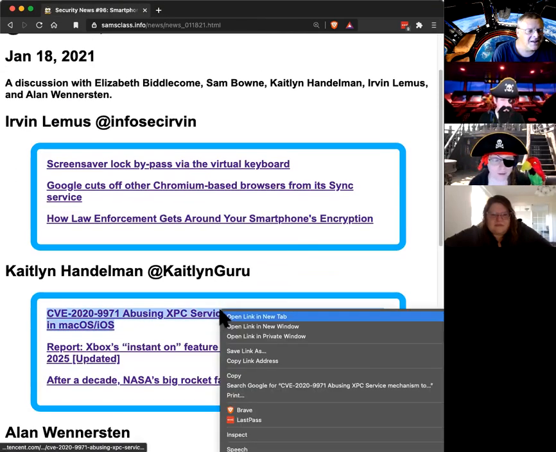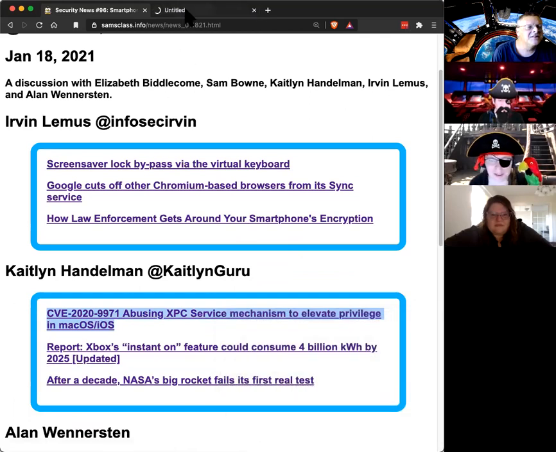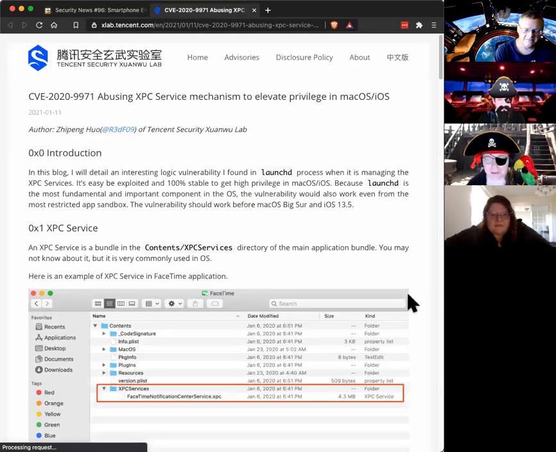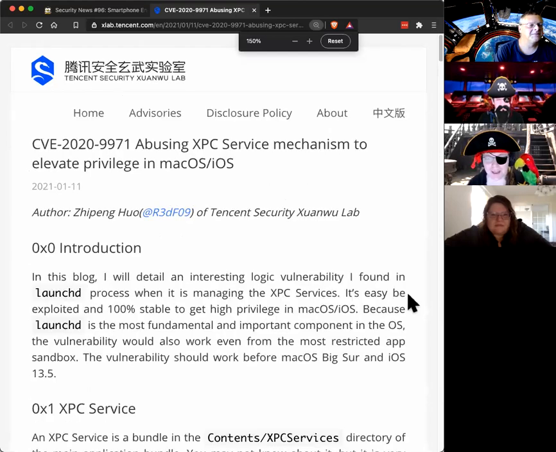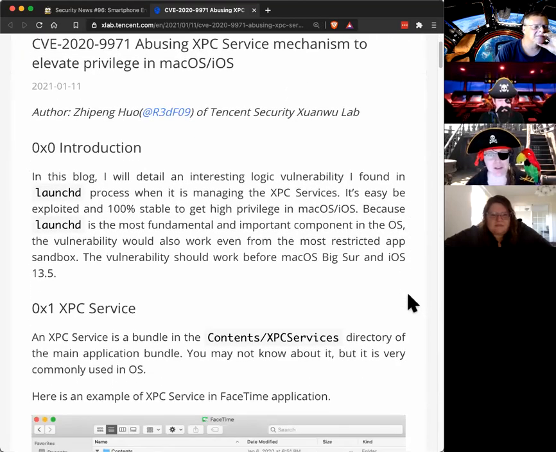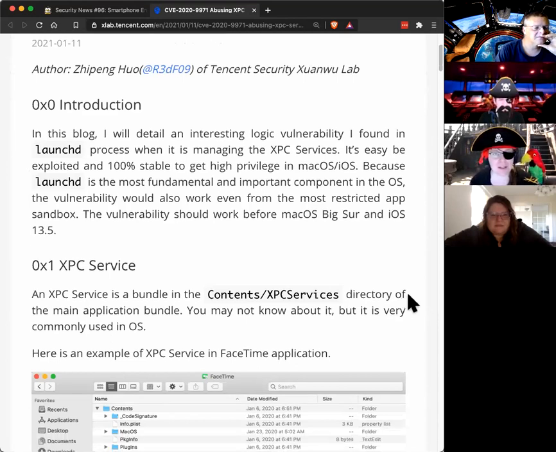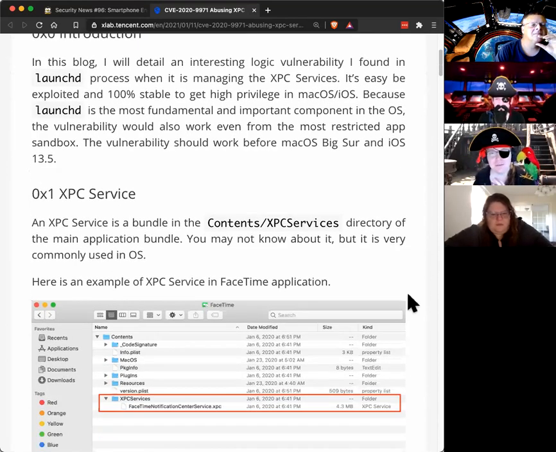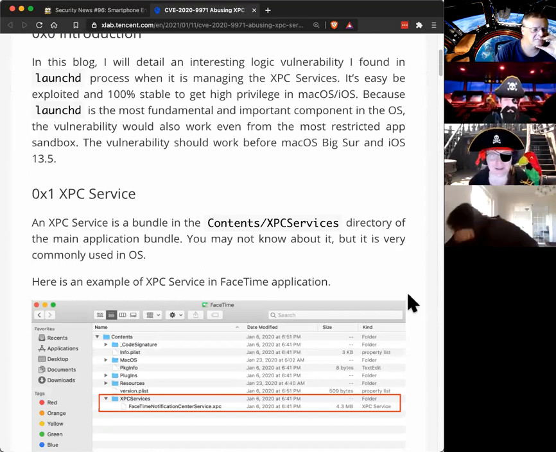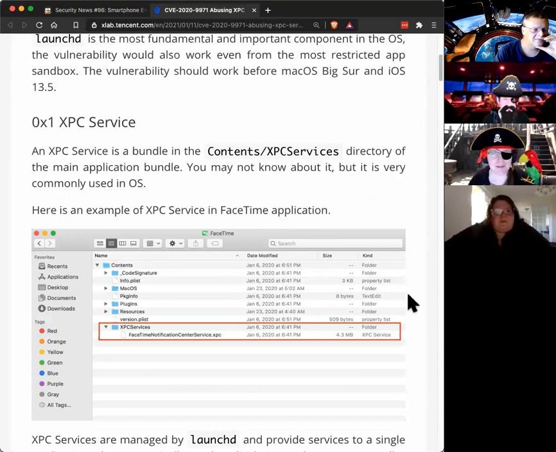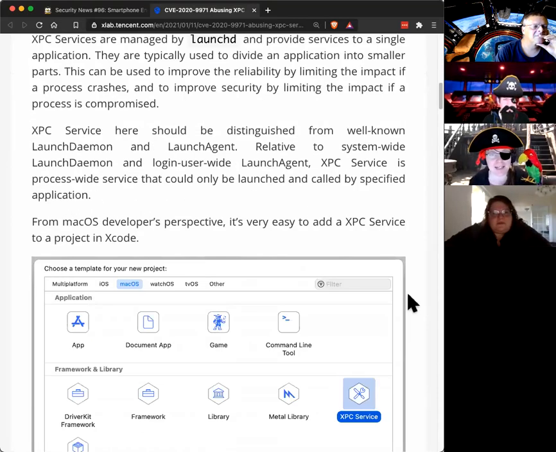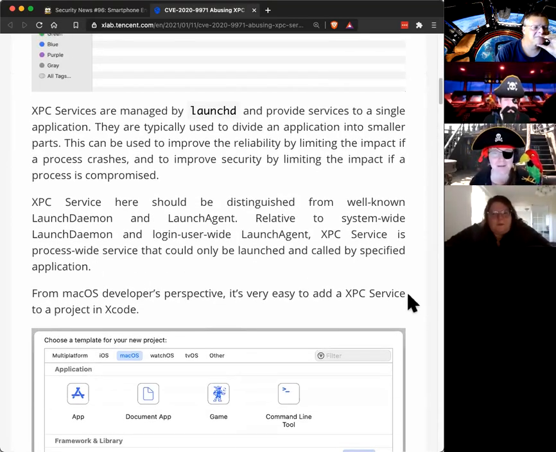And Kaitlyn, XPC service. Yes, so on macOS, you can create these things called XPC services, which are sort of like extensions to applications. But the thing is, it's run by LaunchD, which is a highly privileged part of macOS. And you can set it up so that your XPC service is running in the root domain, so that anytime you run a process, macOS will then run your XPC service as root.